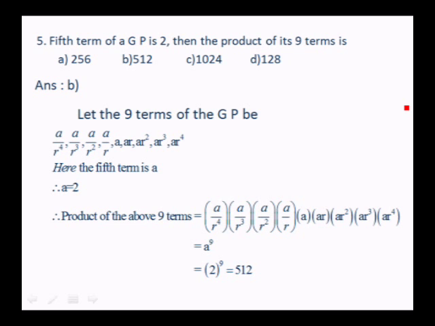He has given that the fifth term is 2. Therefore, a equals 2. So, a^9 becomes 2^9. The product becomes 2^9, which is nothing but 512. So, the option is B, 512.